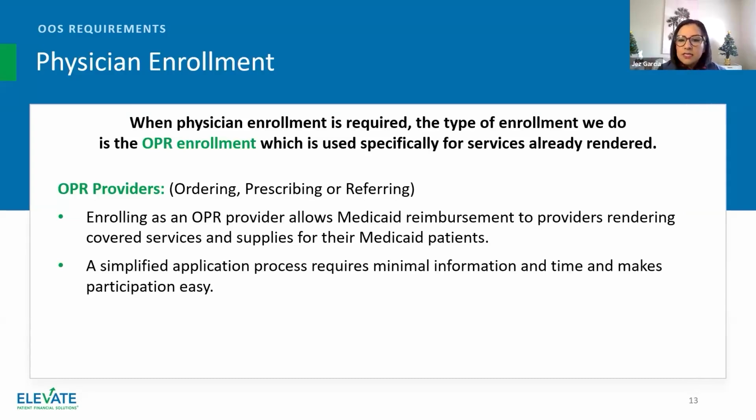So one of the things that we do is we are actually doing the OPR application for the enrollment. That is for the ordering, prescribing, and referring physicians that are listed on the claim. It's a shortened version of the actual individual application, and it makes it so that these are just for services that have been rendered. You're able to get those claims paid. It's a much easier application.